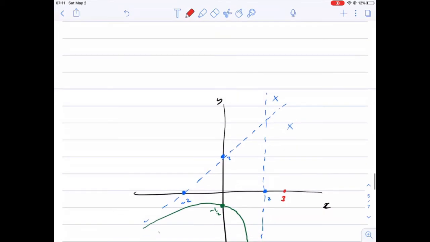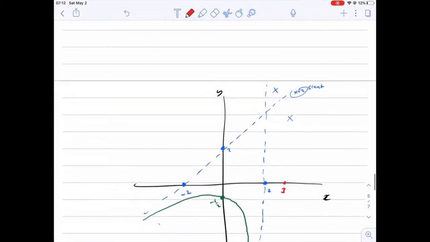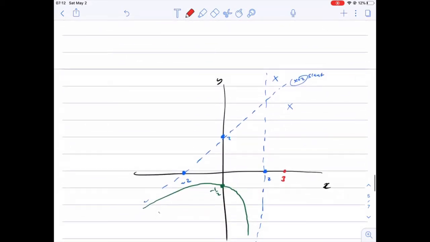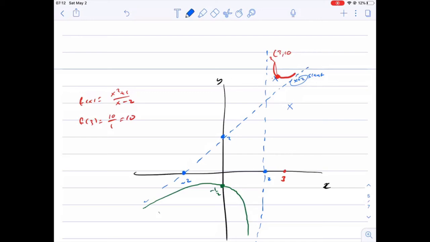Now this slant, let me write it here, it's x plus 2, this is the slant. Now when x equals 3, what is the function? We know that f of x is x squared plus 1 over x minus 2. So when x equals 3, we find the image. It's 9 plus 1, 10 over 1, which is 10. That means it's somewhere here. So this point is (3, 10). So the graph looks like this because it cannot touch the asymptotes, the vertical asymptote or this slant.